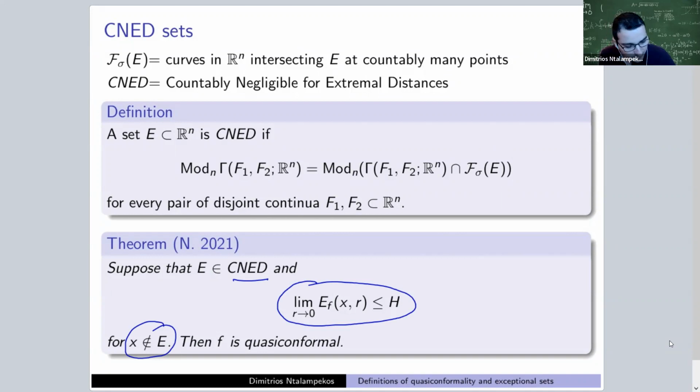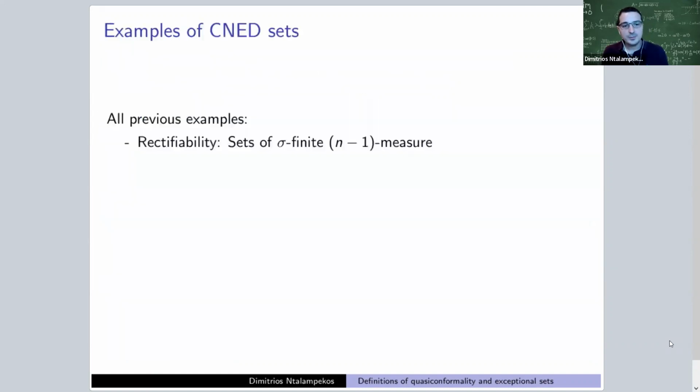Of course, the natural question is, what types of sets are included in this new class? Is it something new? Is it something interesting? It turns out that all the previous examples that we discussed are included in this class of sets. So the rectifiable sets are included. Let me give you a heuristic reason why this is the case.